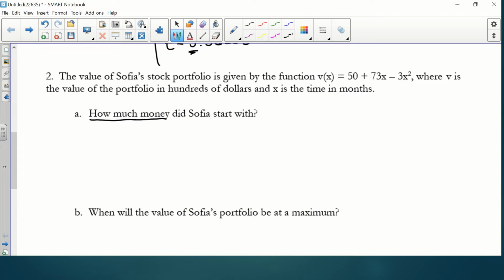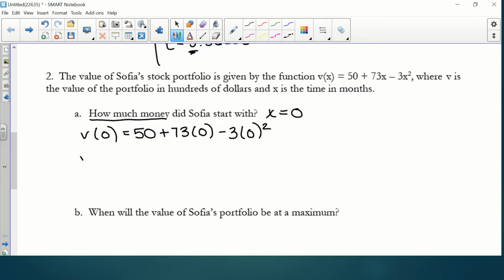So we're looking for a value here. We're looking for v. Now, when it's asking how much she started with, we're looking at a time of 0. So 0 months have passed. So our x value here, which represents time in months, is going to be 0. And we are going to solve for v. So let's go ahead and do that. So v of 0, just plugging into our function, is 50 plus 73 times 0 minus 3 times 0 squared. So everywhere there was an x, I put a 0.